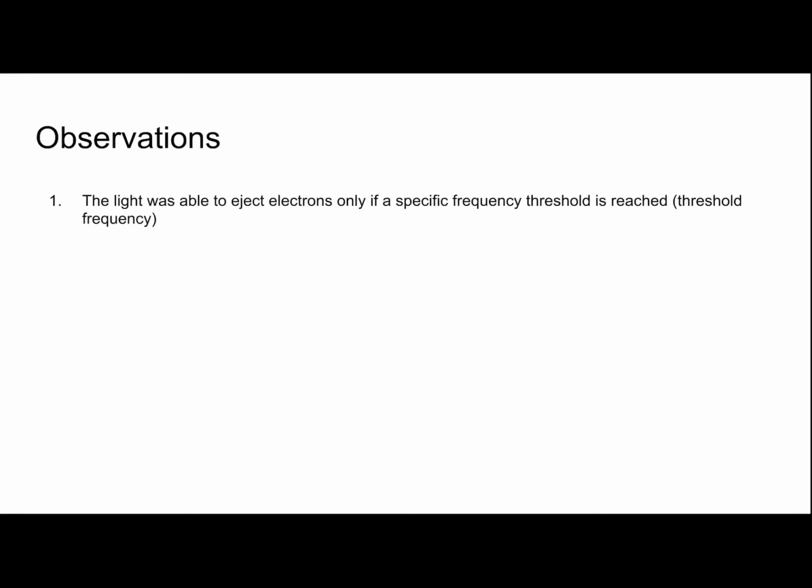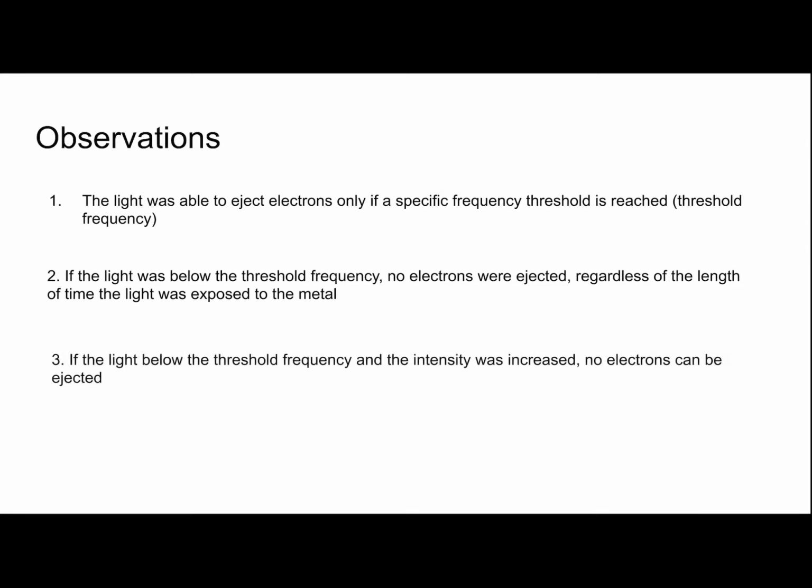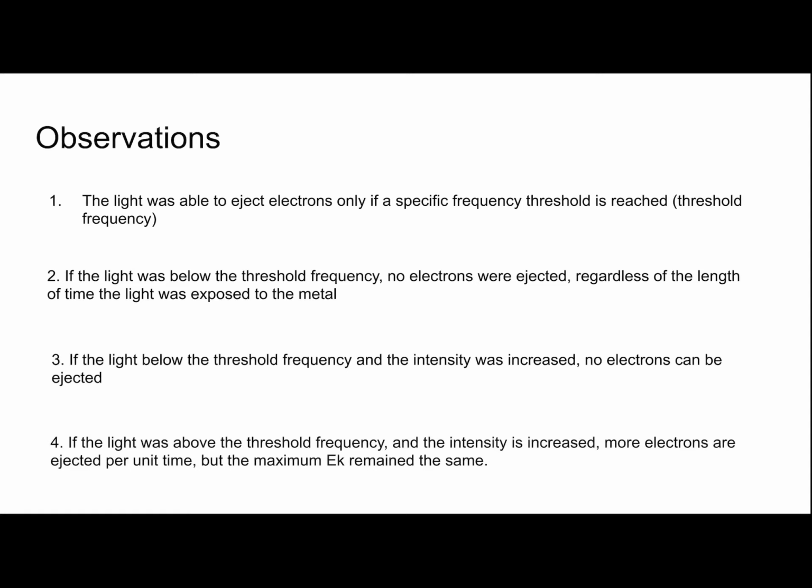Number 2, if the light was below the threshold frequency, no electrons were ejected regardless of the length of time the light was exposed to the metal. So no matter how long this light was incident onto the metal, no electrons can be ejected. Number 3, if the light is below the threshold frequency and the intensity was increased, still no electrons can be ejected, no matter how long the light was incident onto the metal.